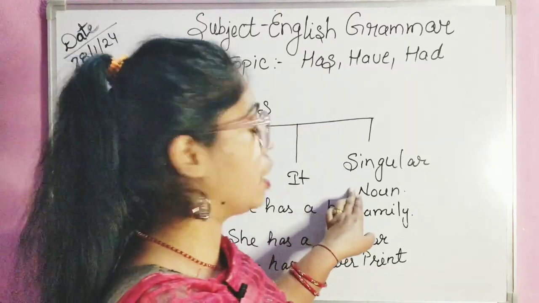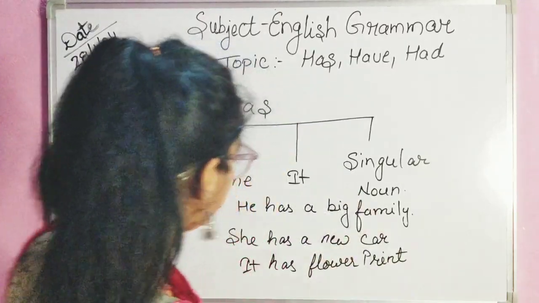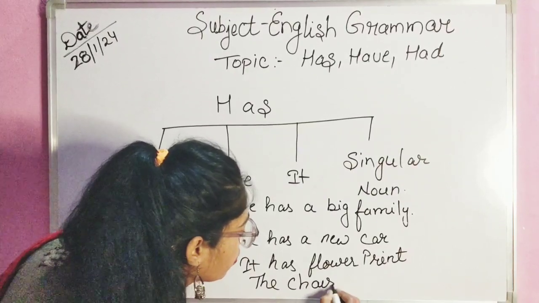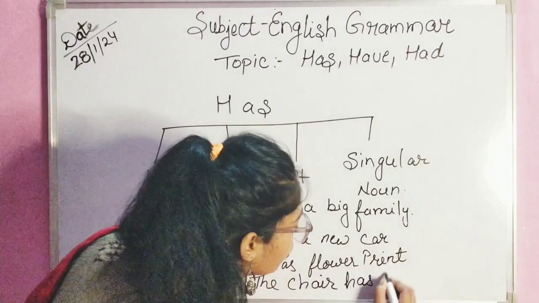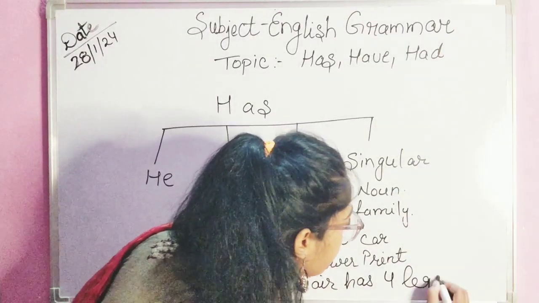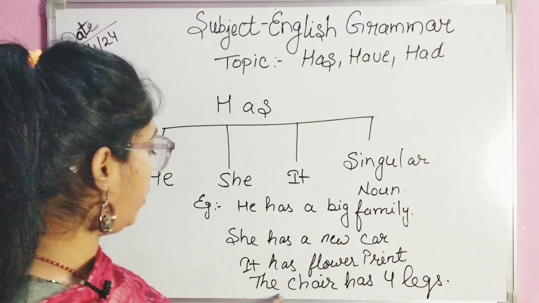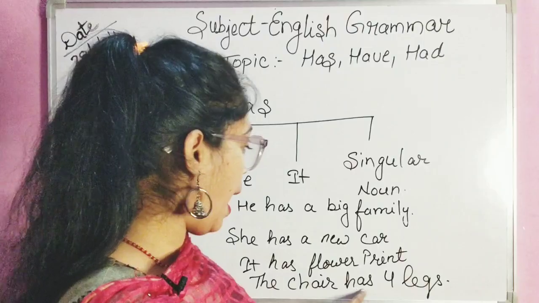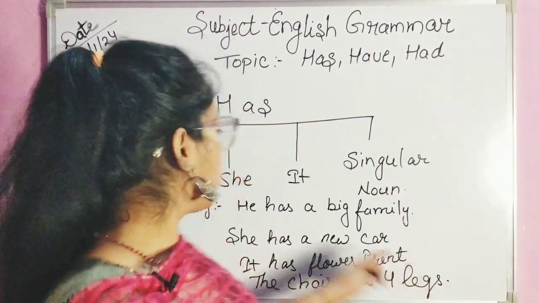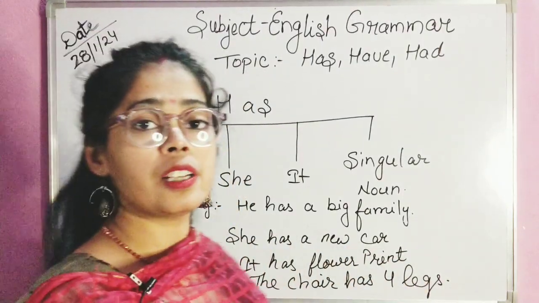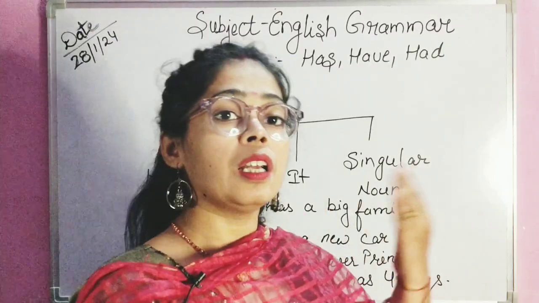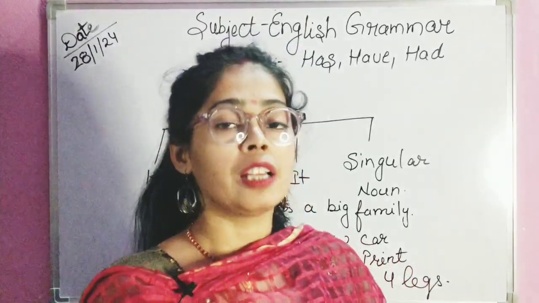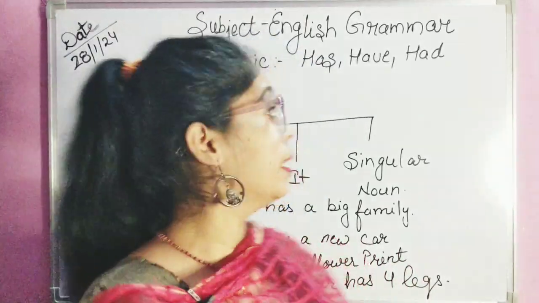Now let's move on to the singular noun. The chair has 4 legs. See here, the chair. Chair is a singular object, and so it has 4 legs. Is the concept clear, students? Has is always used with he, she, it and singular noun. Now let's move on to our next topic, that is have.